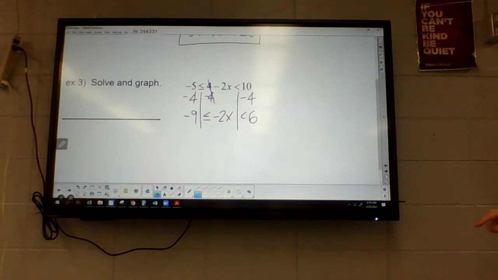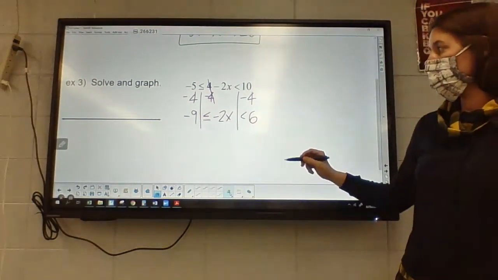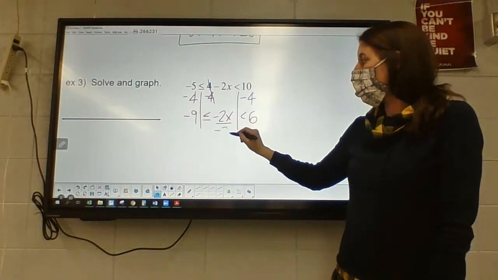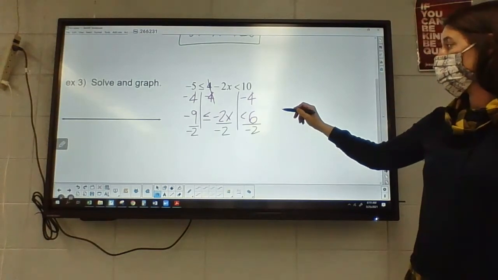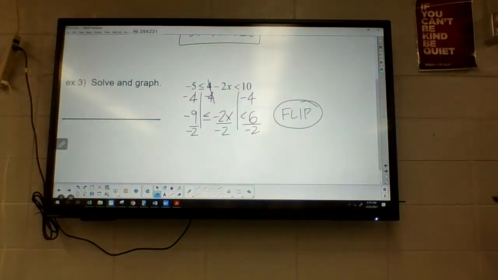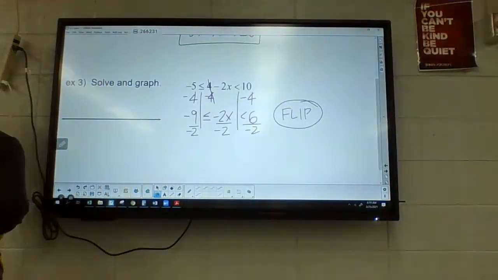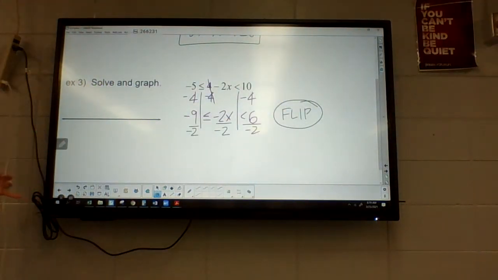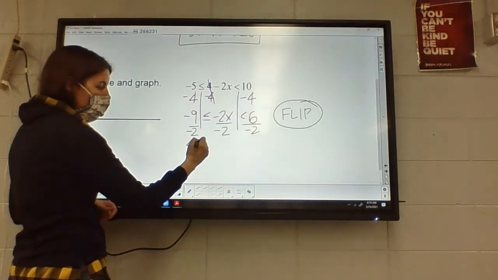So I have to remember that the rule still applies that I have to flip it if I divide by a negative. So since I'm dividing by a negative, I have to flip now both inequalities. And again, you don't have to write that you flipped it. I'll be able to tell. I just write that in case you're not listening or something and you look and realize you did something wrong there. So 9 divided by 2, I'm just going to call that 4.5.